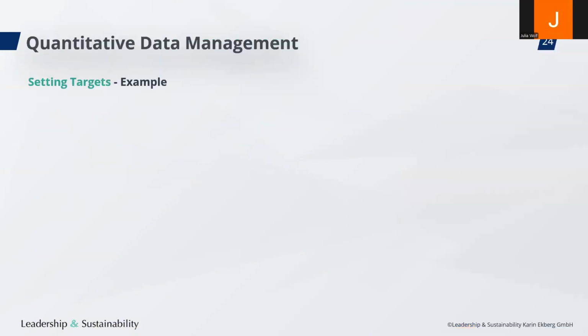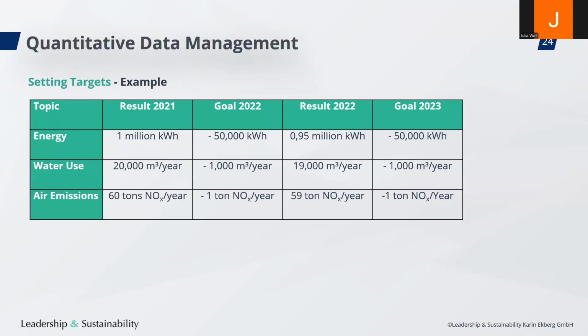And here is now an example with a table, very, very simple targets in the areas of energy, water use, and air emissions. So, for example, if you have a result in 2021 of 1 million kilowatt hours, you have set a target for 50,000 reduction in 2022, then you should reach 0.95 million kilowatt hours. And so on. And this is how you can work. This is a very simplified table.